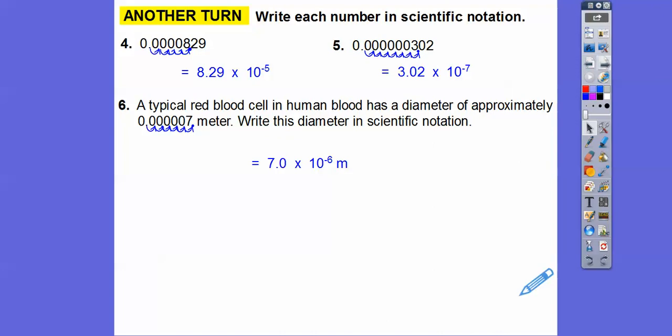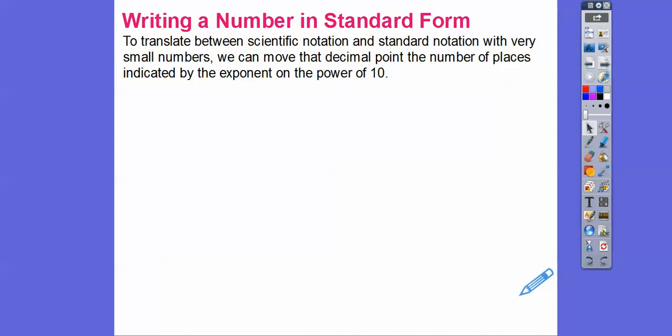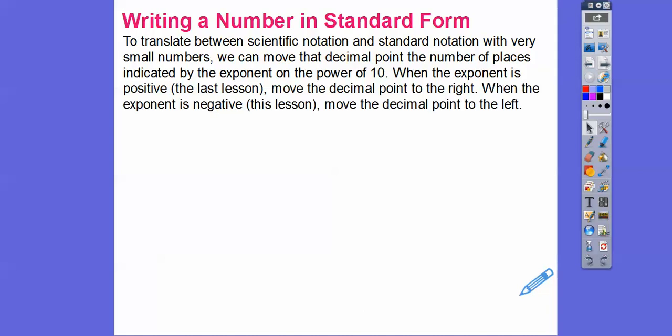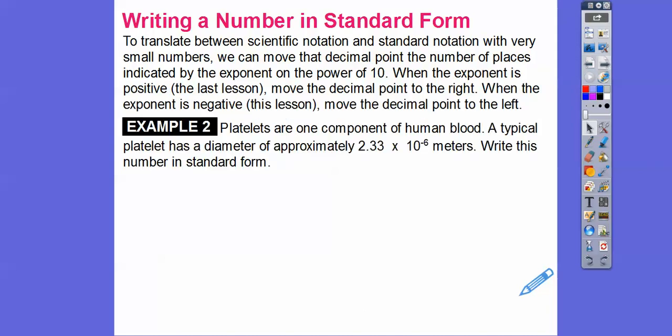Okay, easy, right? All right, so to translate between scientific notation and standard form, they're going to give it to us in scientific notation and they want us to put it in standard form. With very small numbers, we move the decimal point the number of places indicated by the exponent of the power of 10. When the exponent is positive, as in the last lesson, we move that decimal to the right. And when it's negative, which is this lesson, we move that decimal to the left. Okay, so here's an example.